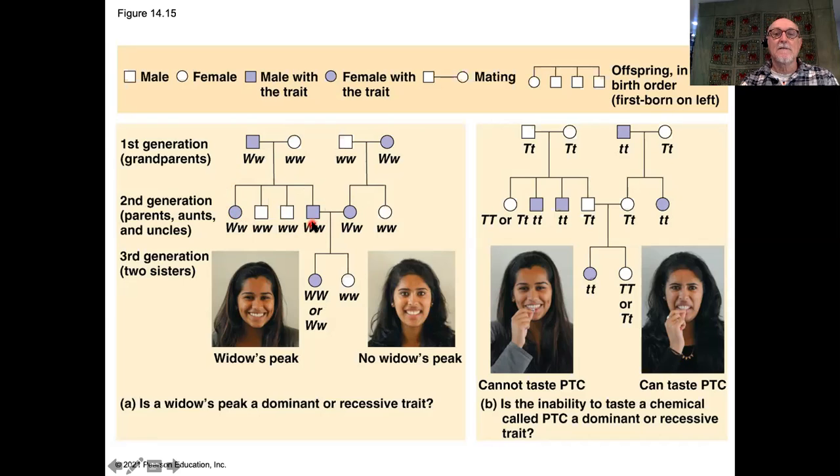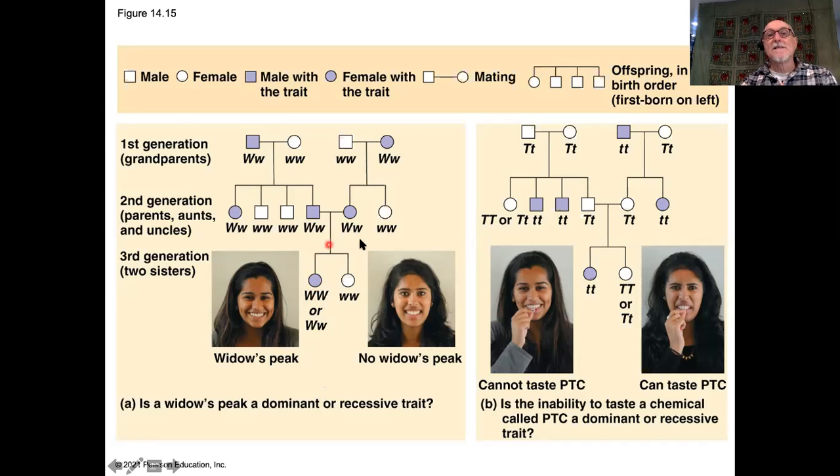Heterozygous, heterozygous, homozygous, and homozygous. It looks like the recessive trait is no widow's peak. The widow's peak is produced either in the homozygous condition, WW, or in the heterozygous. So if we ask the question, is that widow's peak dominant or a recessive trait? It must be dominant. It is dominant because it appears equally in the homozygous and in the heterozygous.